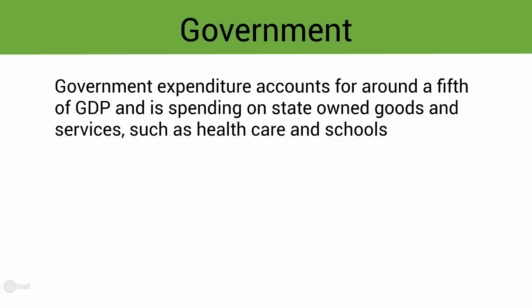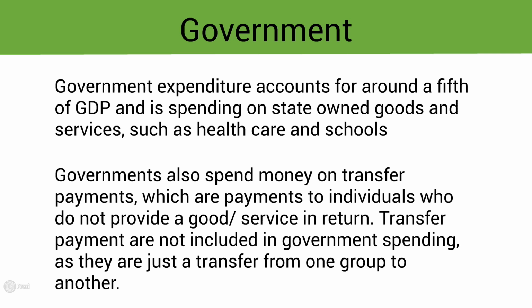The next component of aggregate demand is government expenditure. Government expenditure accounts for around a fifth of GDP and is spending on state-owned goods and services such as healthcare and school. Governments also spend money on transfer payments, which are payments to individuals who do not provide a good or service in return for the transfer. Transfer payments are not included in government spending, as they are just a transfer from one group to another.